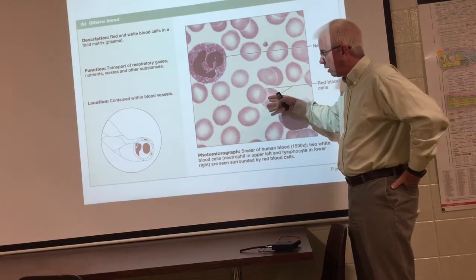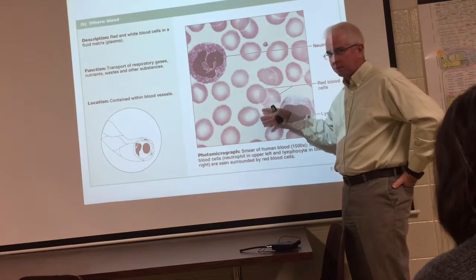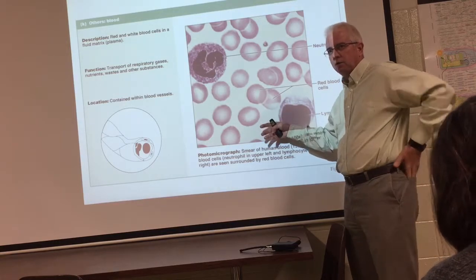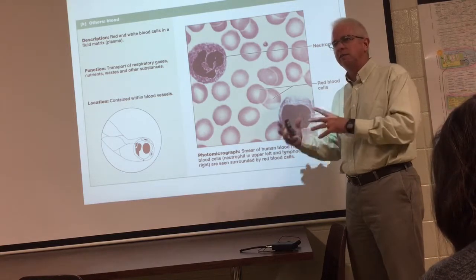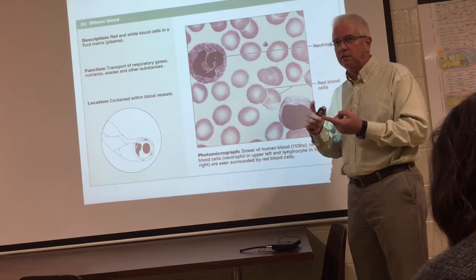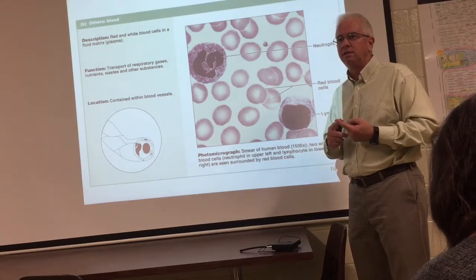The other part of the blood is the plasma, and it's mostly water. So remember our characteristics of connective tissues. Cells, let's see, can we name them?